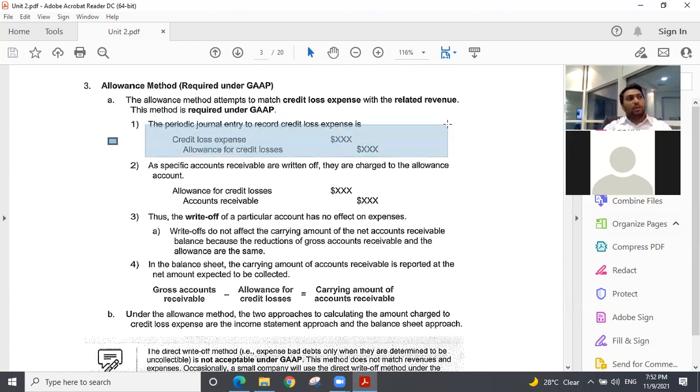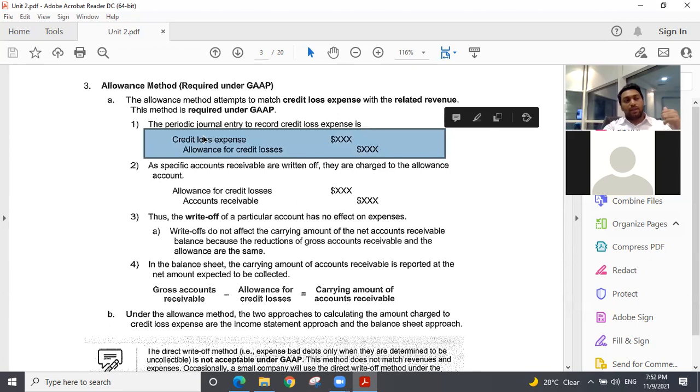Clear? In this, credit loss expenses will hit your income statement, and allowance for credit losses will hit your balance sheet, which is a contra asset account. Okay, then when specific accounts receivable are written off, they are charged to the allowance account. For example, this year you made some sale and you provided a provision for bad debt. That means allowance for credit losses.